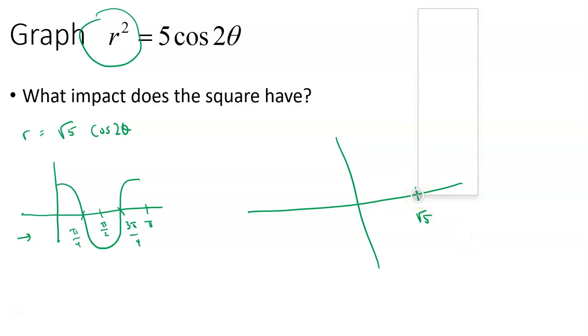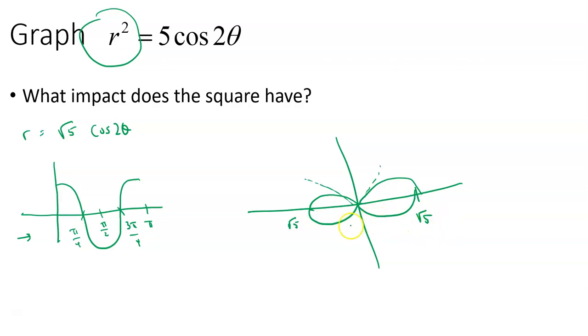It goes down to 0 by the time it gets to pi over 4. But then it simply doesn't exist between pi over 4 and 3 pi over 4. It picks up again and goes to a radius of square root of 5 in this direction. Then it repeats. It comes back down to the pole. But then between 5 pi over 4 and 7 pi over 4, again, this graph is below the axis and it doesn't exist. Then from 7 pi over 4 to 2 pi, it comes back again like that.